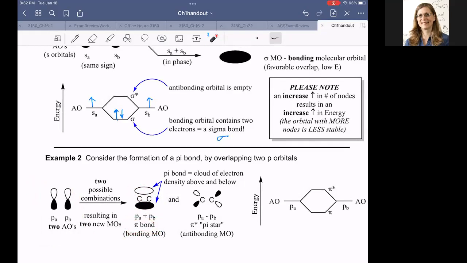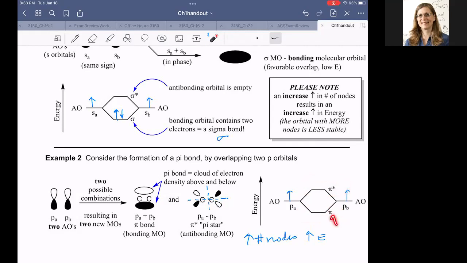Or they can have, if we imagine flipping one of these over so that the signs don't line up, then we have no constructive overlap here or here. And so we now again have two nodes. We have a node vertically where the sign changes. We have a node horizontally where the sign changes. So again, we see increasing the number of nodes increases the energy. So when we form a pi bond, again, we can imagine each p orbital coming in with one electron. And when those two atomic orbitals combine, it makes two molecular orbitals, one that is more stable.